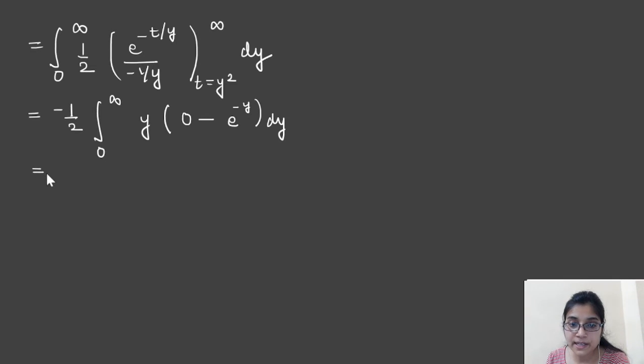So what you are getting is 0 to infinity, this minus will also get adjusted, so y e raised to the power minus y dy. This is the value that we are getting overall. Okay, and this 1 by 2.